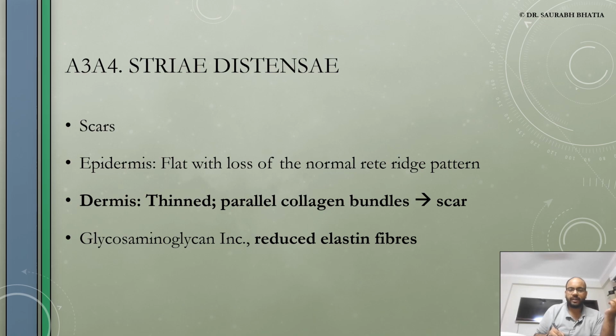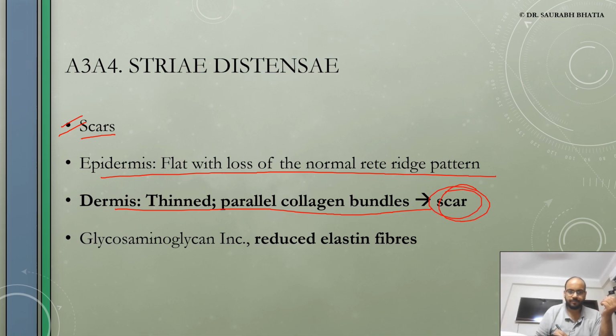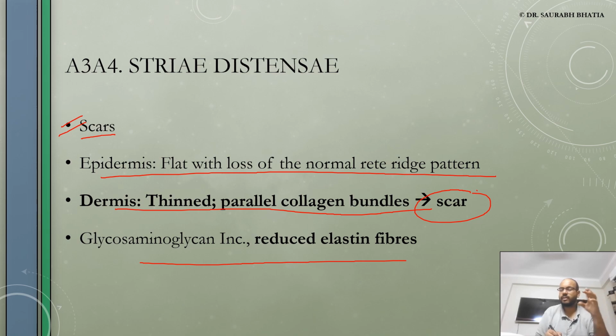The fourth is Striae Distensae or stretch marks. So Striae Distensae are nothing but scars. So they behave like scars, and on biopsy they look like scars. The epidermis is flat with loss of normal rete ridge pattern. The dermis is thin with parallel collagen bundles because that is what we see in scar. The glycosaminoglycans are increased, but the elastin fibers are reduced in Striae Distensae.